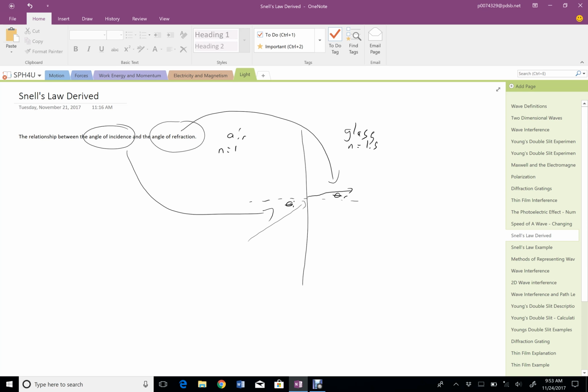We also know that this relationship is n1 sine theta 1 equals n2 sine theta 2, or n of the incident material times sine theta of the incident material is equal to n of the refractive material times the sine theta of the refractive material. What we're going to do in this video is prove that equation.